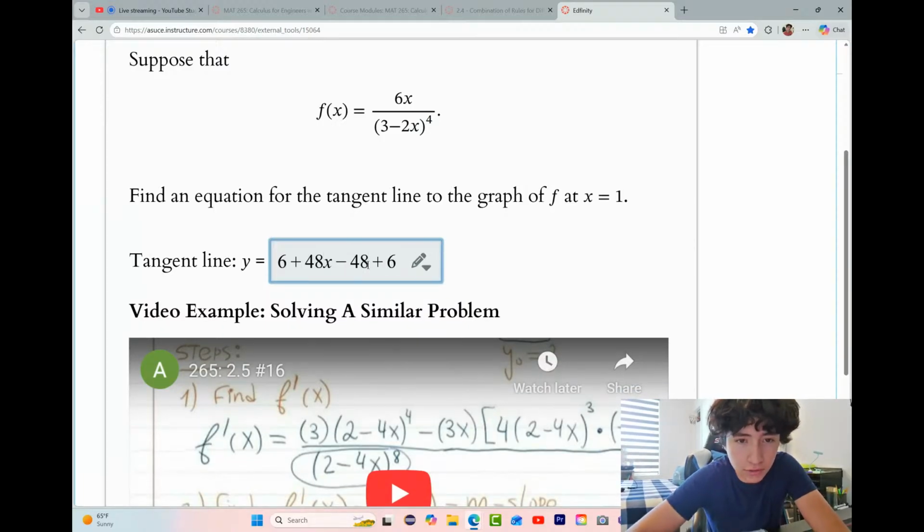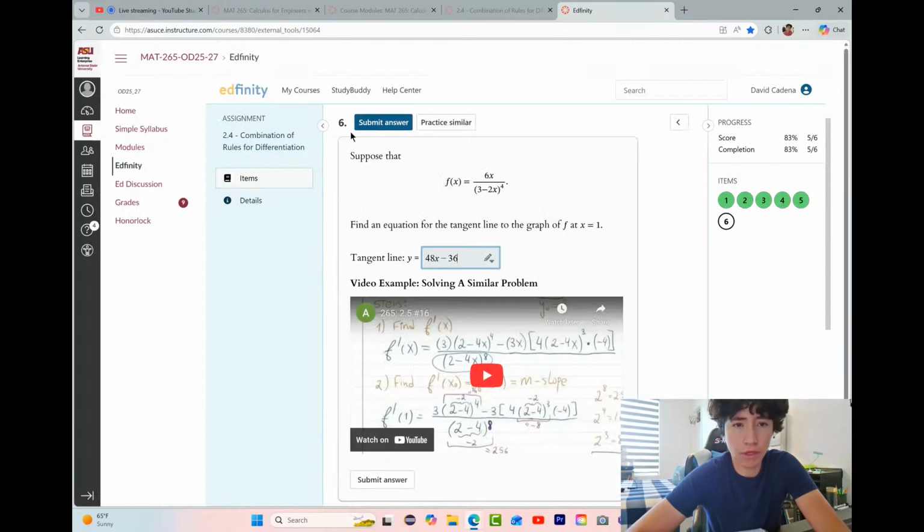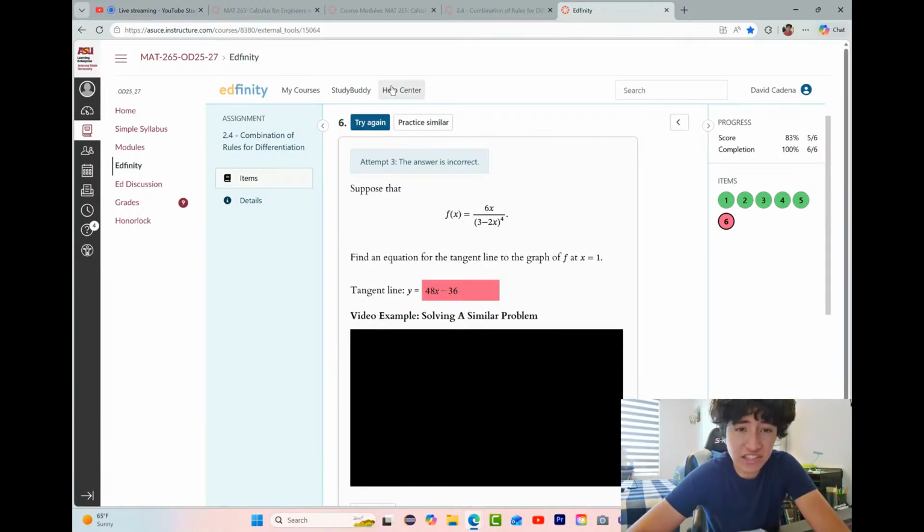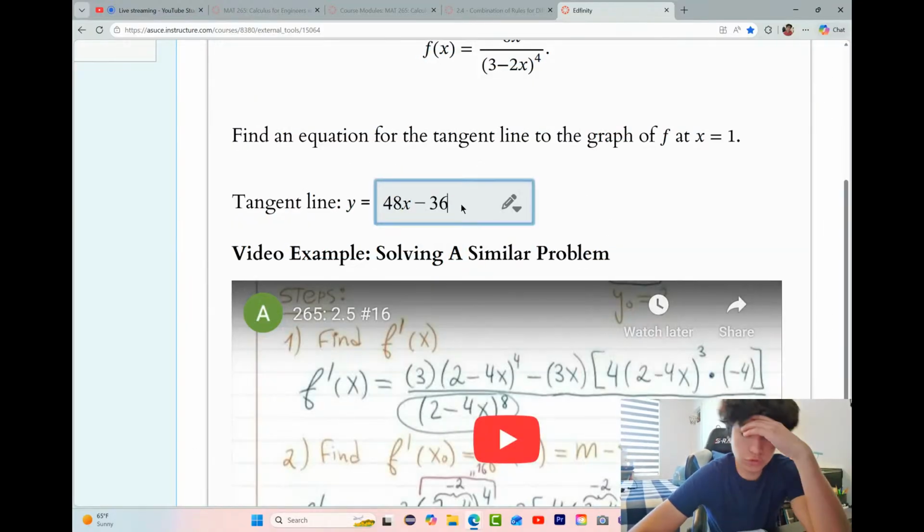Minus 48, plus 6. Wait, what? How did we get 6? Oh, okay. 6 plus 6 is 12. Negative 48 plus 12 is negative 36. Yep, that's what you get. That's our tangent line. And that's wrong? Oh, dude, okay. What happened? No, we can't. All right.